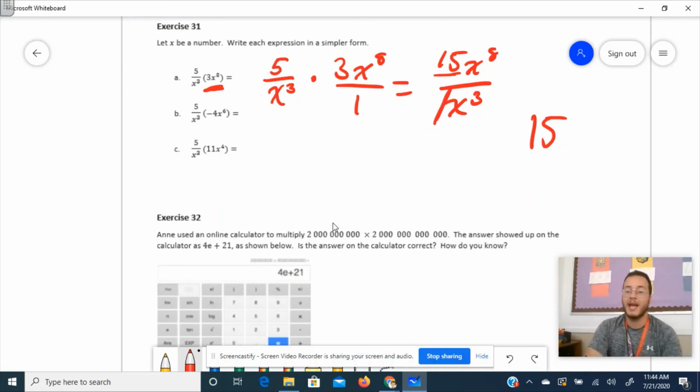Then I have a base of x to the 8th power being subtracted by a 3rd power. And that would cancel these out at the bottom. And you're left with 15x to the 8 minus 3.